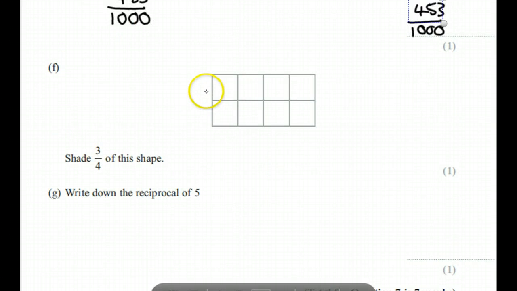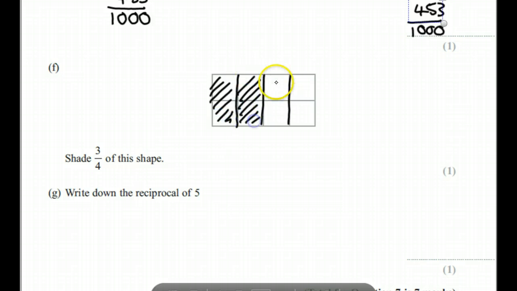Last couple of parts of this question. Shade 3/4 of the shape. So if it's 3/4, you need to identify a way of splitting it into 4 equal bits, which will be by splitting it vertically there, and you need to shade 3 out of those 4 equal sized sections.